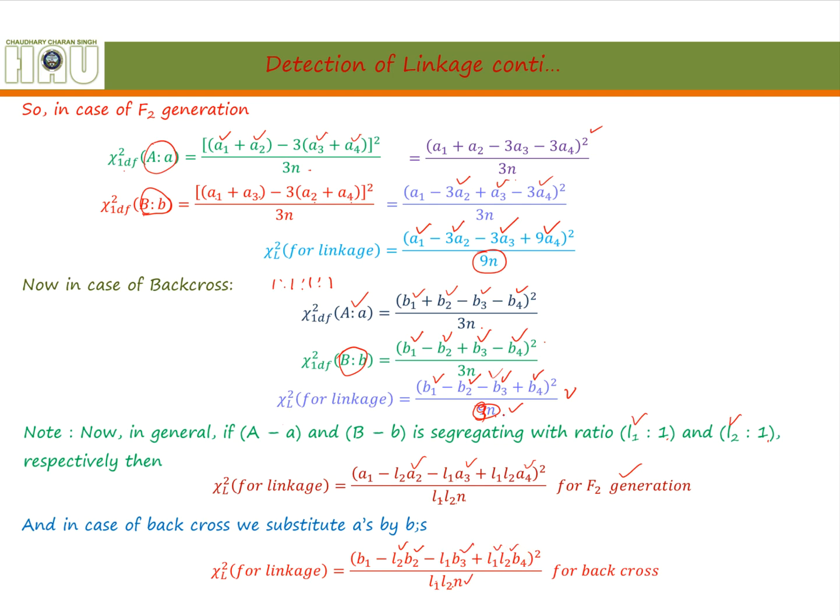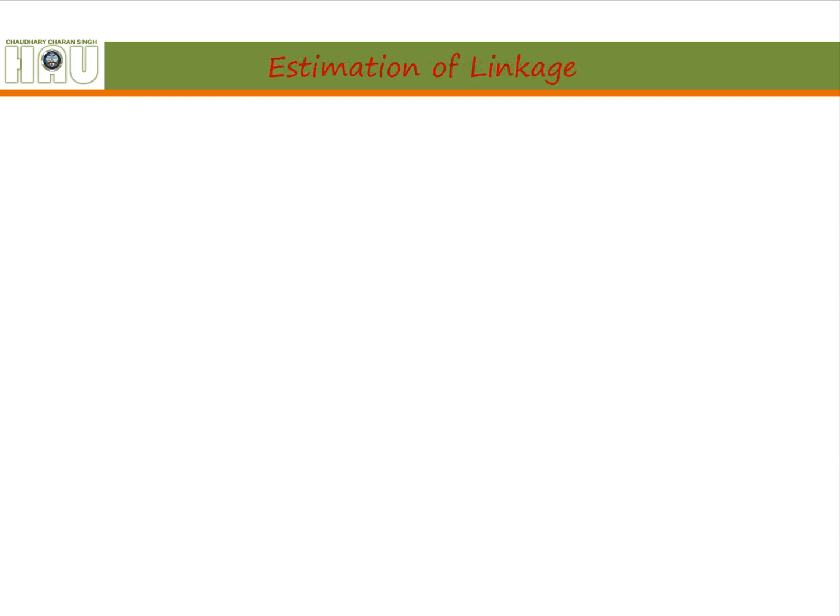So using this formula, you can detect the linkage or segregating if A dash A and B dash B is segregating under a certain ratio, or is there any linkage. We will use this formula to test the linkage. Then the next part is estimation of linkage. Once we detect the linkage, our next part is we want to estimate this linkage.